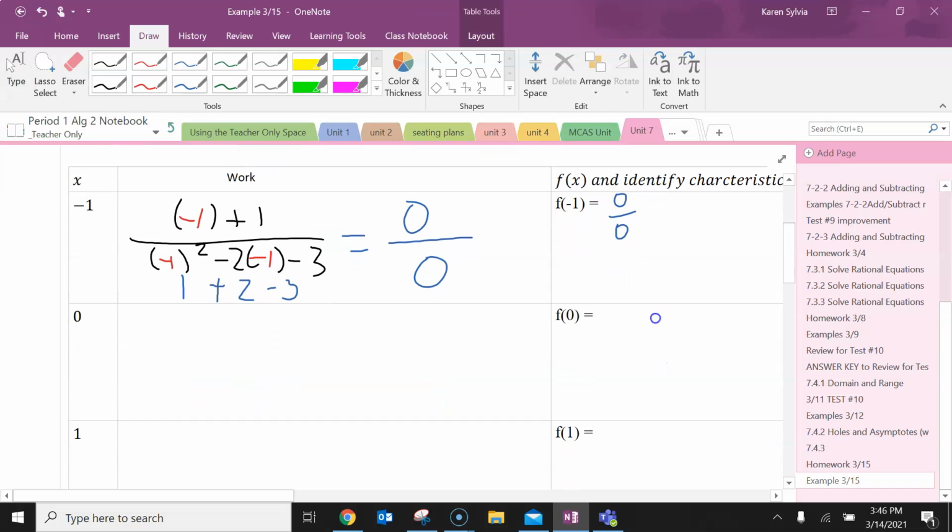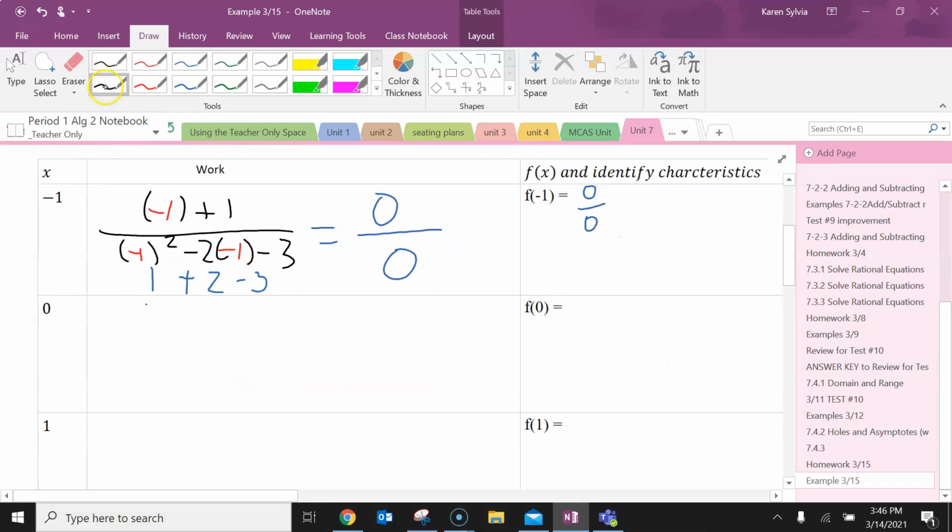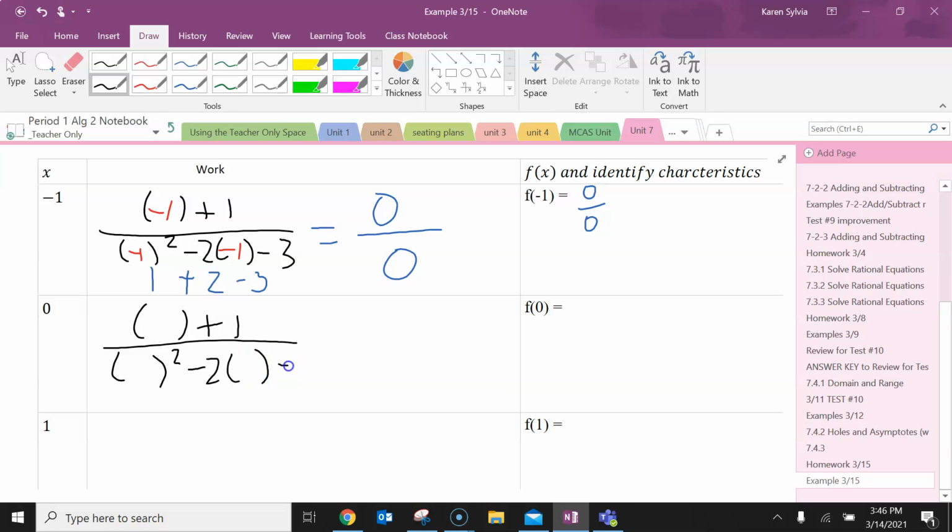The second one, again, I'm going to use the same equation, but I'm going to plug in 0 everywhere x occurs. So as I plug in 0, and now I'm going to evaluate, the numerator becomes 1, and the denominator becomes 0 minus 3, so -3. So f of 0 is -1/3.